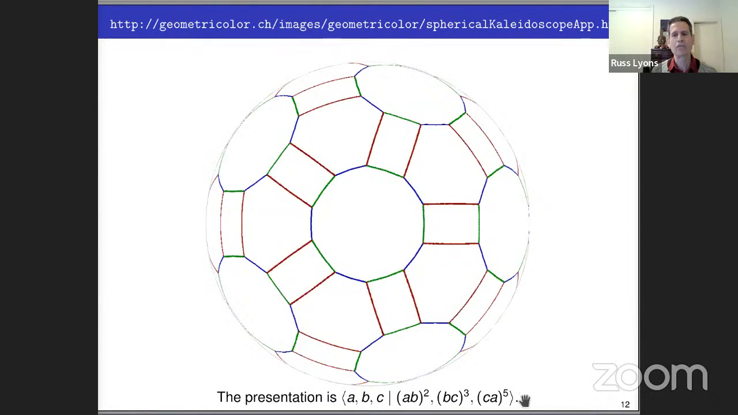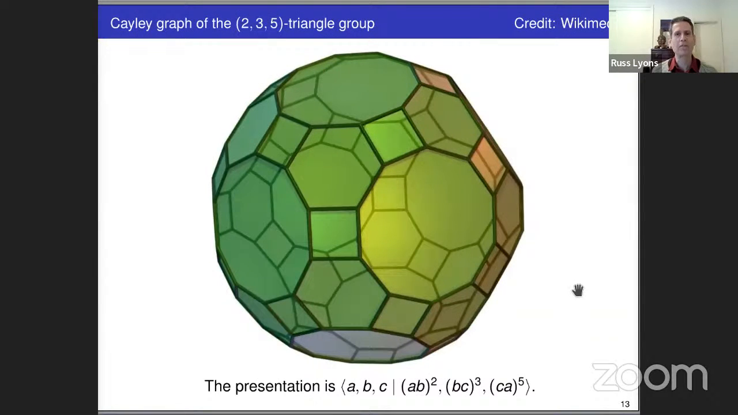So the presentation looks very much like before. The relations are the same, except we have the power 5 instead of the power 7 to go around this 10-gon. And here's a nice picture from Wikimedia of this same Cayley graph without the coloring of the edges. So you can see all the way around the sphere. Beautiful picture. So, right, all the elementary cycles are given by these generators. Of course, you can put them together to get bigger cycles, but that's where all these faces come from. So are there any questions on the understanding of this as a Cayley graph?